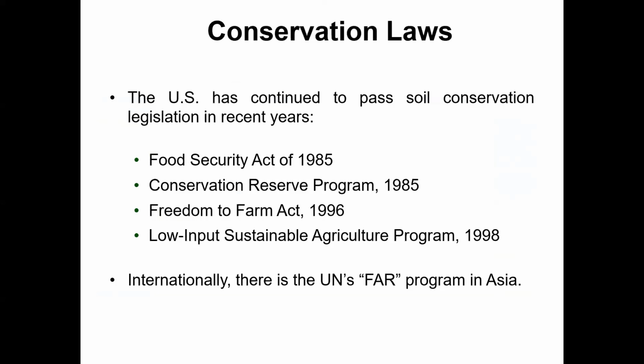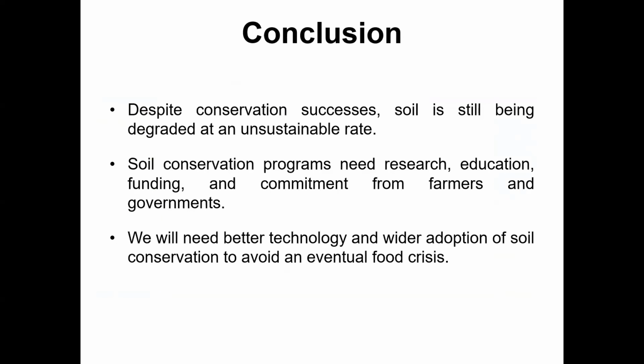So coming to the conclusion, despite conservation successes, soil is still being degraded at an unsustainable rate in the world, and we have to stop this in order for us to actually reap the rewards of using fertile soil to grow food for the world. Soil conservation programs need more research. We need education. We need much more funding and commitment from farmers and governments. We cannot just sit and say, yes, it's a problem. We need to address it.